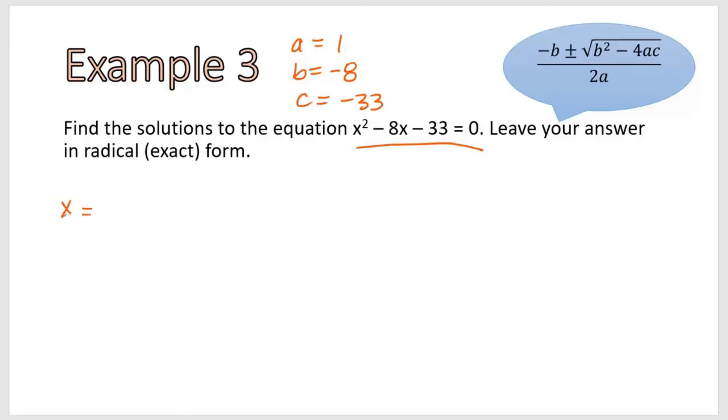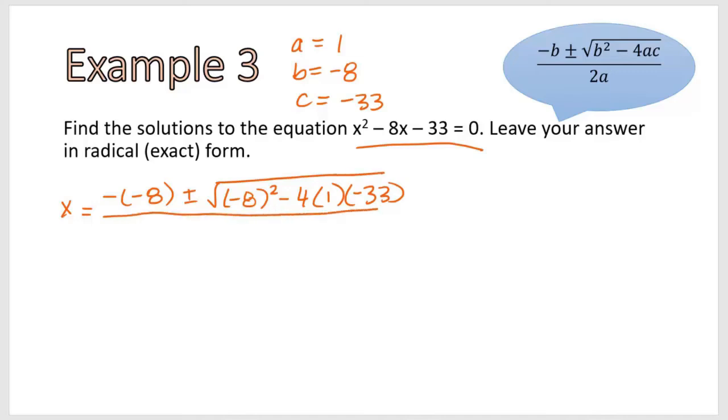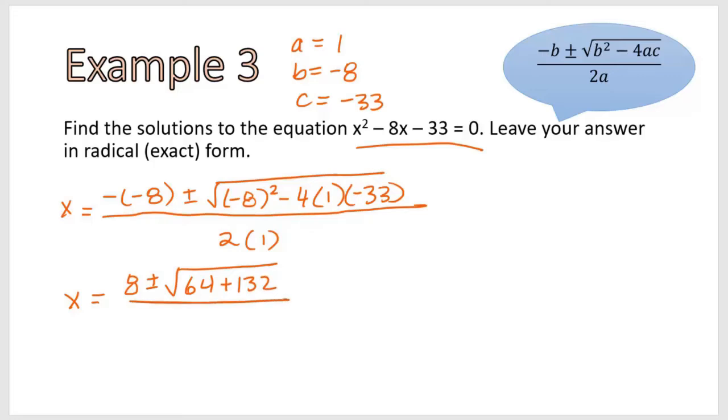Filling in the quadratic formula gives me x is equal to negative times -8 plus or minus the square root of -8, again in brackets here, all squared, minus 4 times 1 for A and -33 for C. All of that is divided by 2 times A, or 2 times 1. All right, so x is equal to +8 plus or minus the square root of 64 plus 132. And all of that is divided by 2.